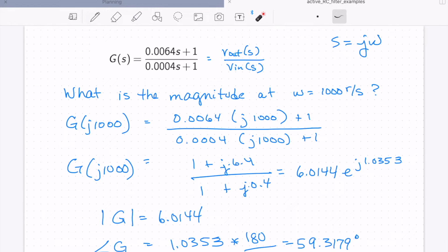Multiplying things out, we get a complex number divided by another complex number. I use MATLAB, you could use your calculator. And there it is, written as an exponential form number. From this, it's easy to see that the magnitude is 6.0144, and the angle is 1.0353 radians. We can put that in degrees by multiplying by 180 over pi, which is about 59 degrees.